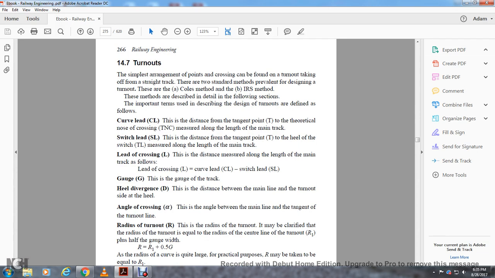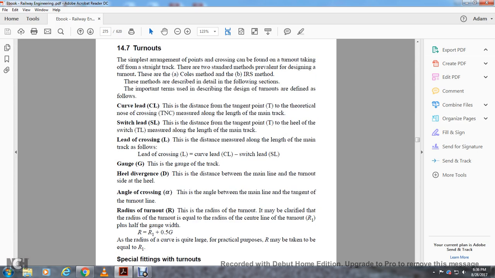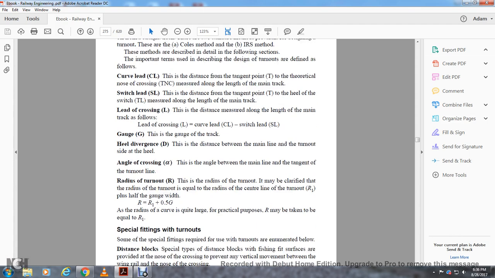Radius of the turnout. The radius of the turnout may be clarified, but it equals the radius of the center line of the turnout, R1, plus half of the gauge. R equals R1 plus 0.5 gauge. The radius of the curve is quite large, so for a particular purpose, R may be taken as equal to R1.